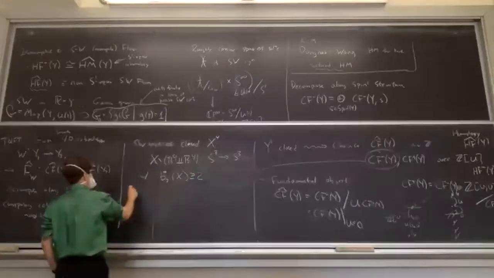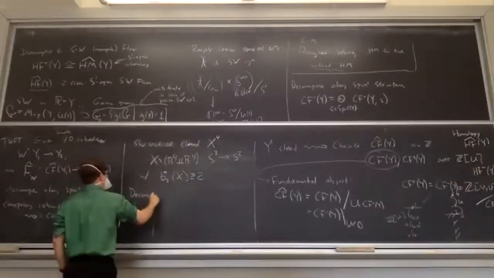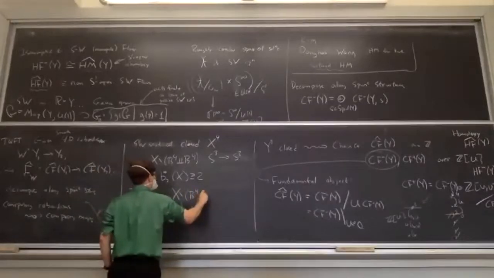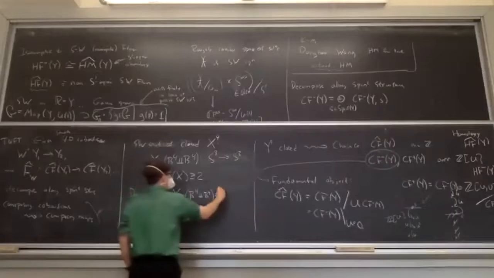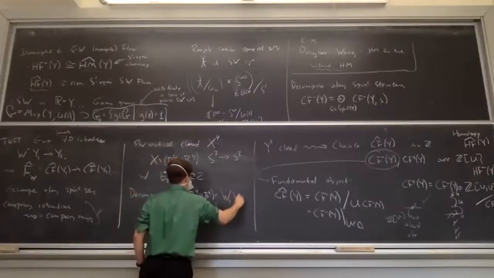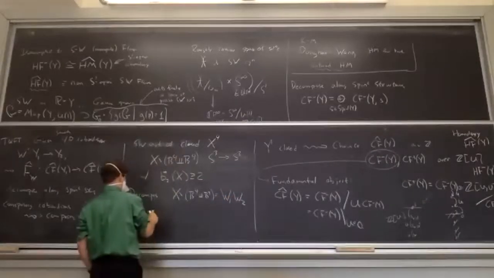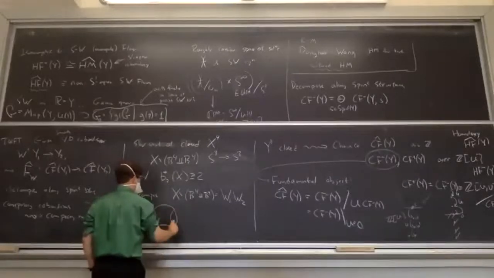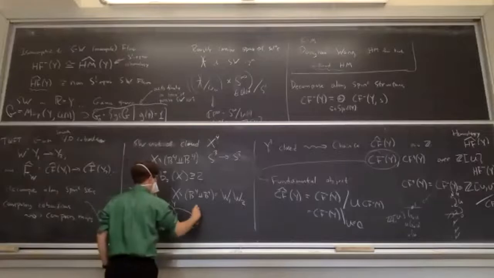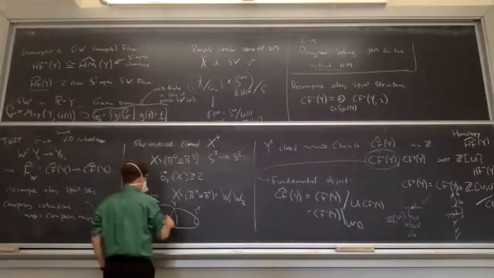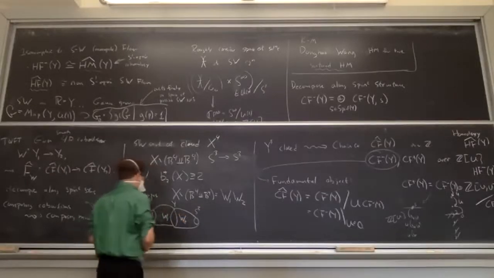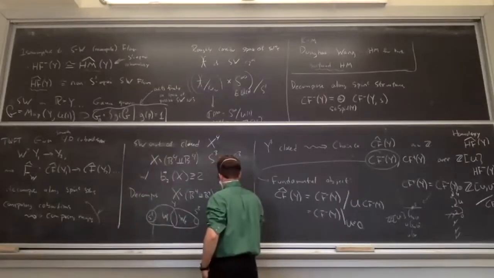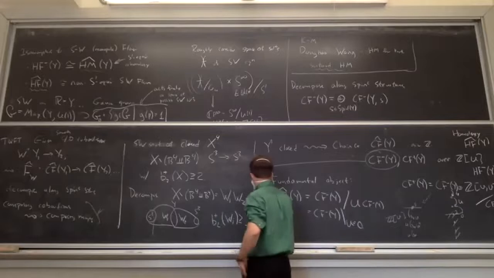So decompose this X minus two balls as a composition of two cobordisms, W1 and W2. Maybe I should draw it. Here's S^3, and here's some Y in between. Here's S^3 again, here's W1, here's W2, with each of these having b2 plus at least 1.